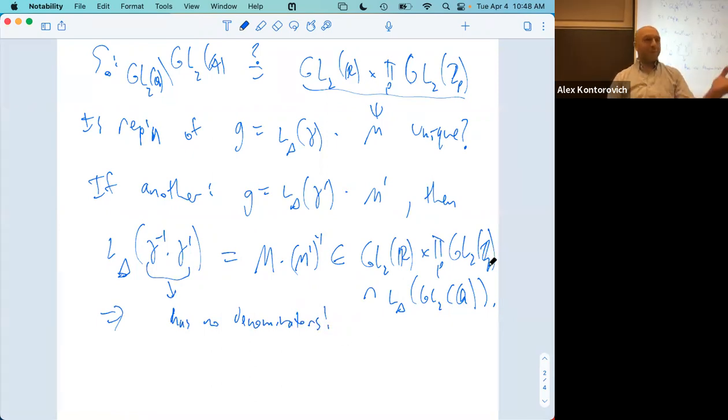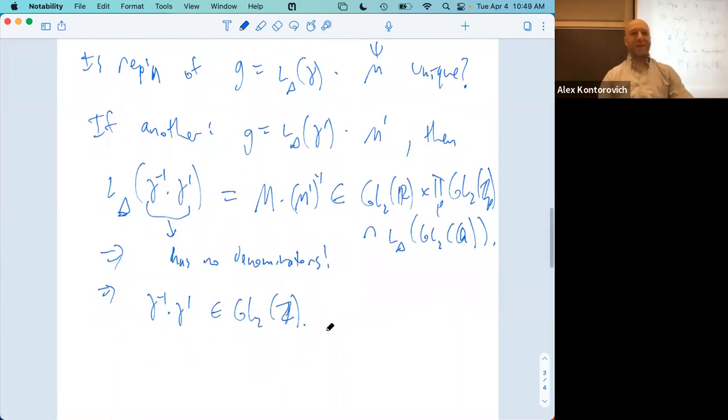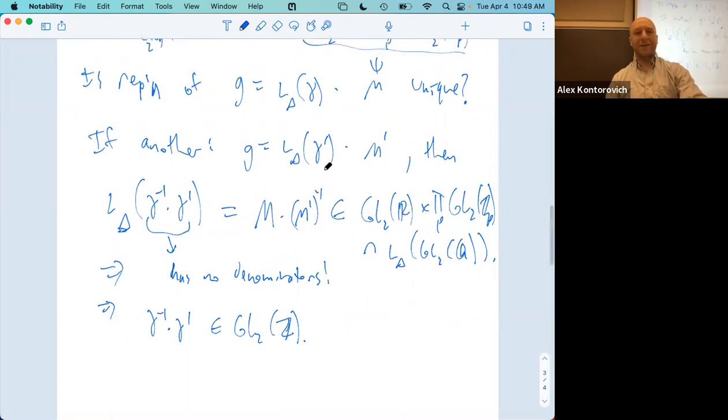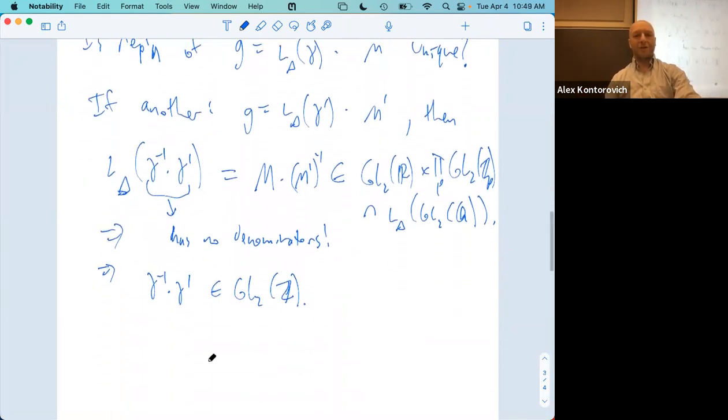Otherwise, if it has a single denominator at some place P, we wouldn't be in ZP. That means that gamma inverse times gamma prime is in GL2Z, because GL2Z is the intersection. Okay, so now I think it's clear. If these two things, so this quotient, so now I can state a theorem.